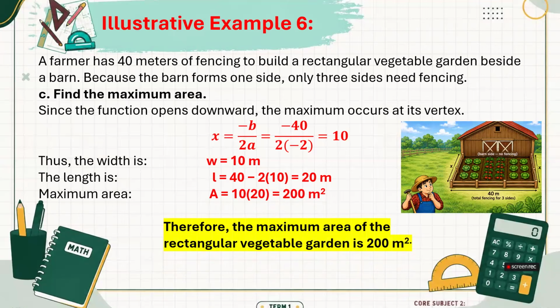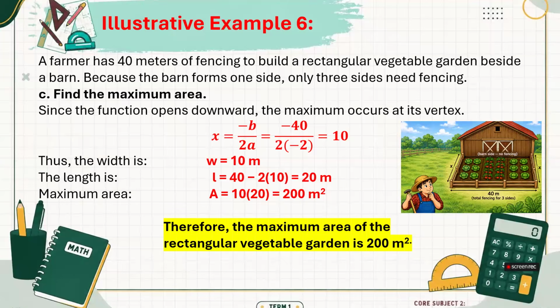Now, why did we use the vertex? Because the vertex gives us the maximum value, since the quadratic function opens downward. Again, what is the formula?